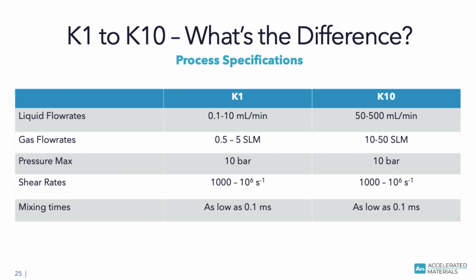What are the process differences? Here's a bit of insight into the technical details. For your liquid flow rates within the K1, for each reagent, we typically recommend 0.1 to 10 mL per minute. Whereas within the K10, it's an order of magnitude higher, from 50 mL per minute all the way to 500 mL per minute per reagent. Gas flow rates also multiply, but largely the pressure, the shear rates and the mixing times are all similar. And this is what gives us that scalability.